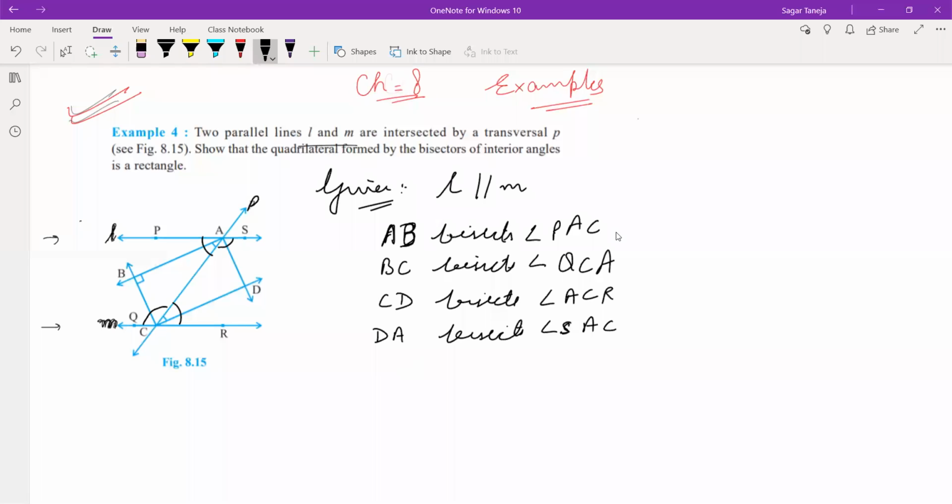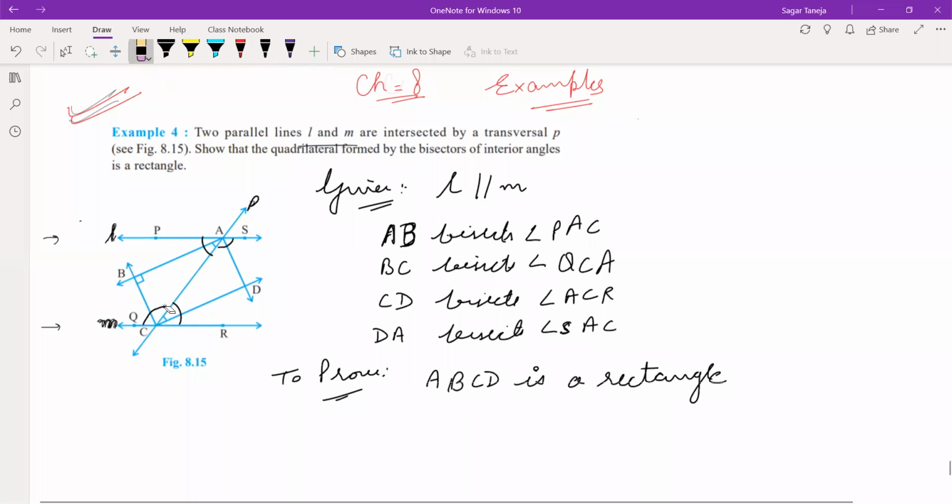Now concentrate here on this question. So this is given. After that, what we need to prove in this, we have to prove that ABCD is a rectangle. So before proving it a rectangle, what we should prove it? Before proving ABCD a rectangle, we should prove it a, yes, a parallelogram. Very good. So we have to prove ABCD first of all a parallelogram, then only we can proceed for rectangle.